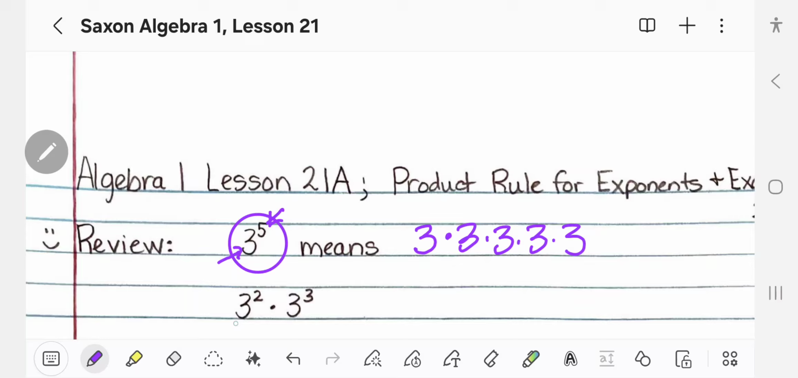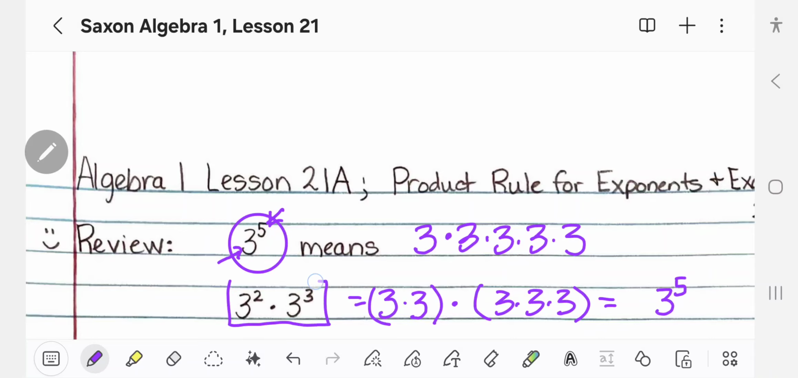So what would this mean? 3 squared times 3 cubed. Well, let's write that out. That would mean 3 times 3, and then times 3 times 3 times 3, which would still be equal to 3 to the 5th, right? So that's what this lesson is going to talk about, being able to start with expressions like this and simplify them as a single product.